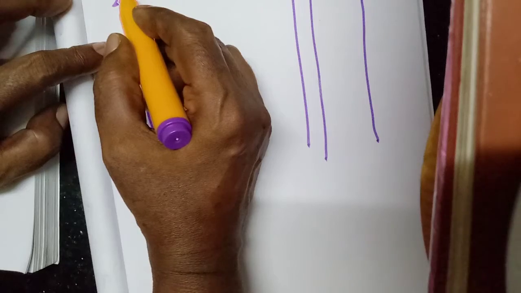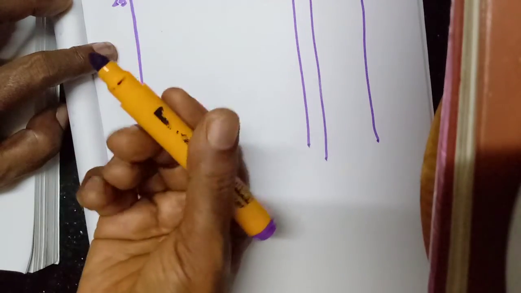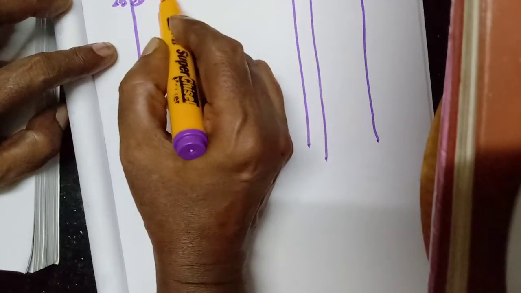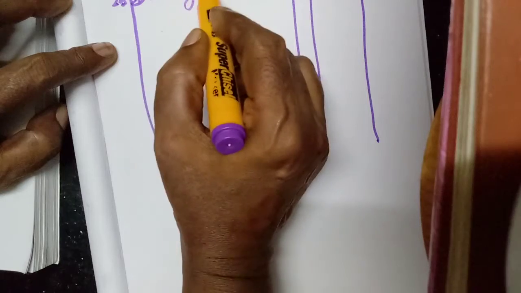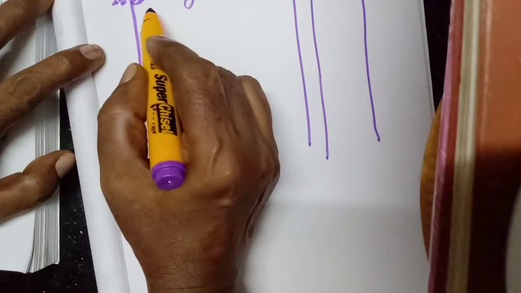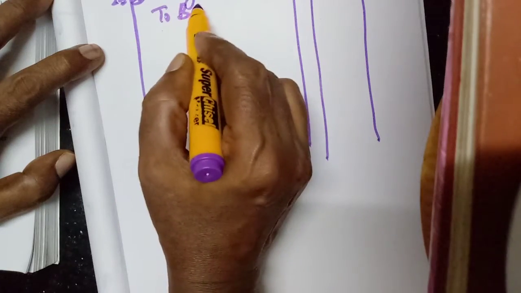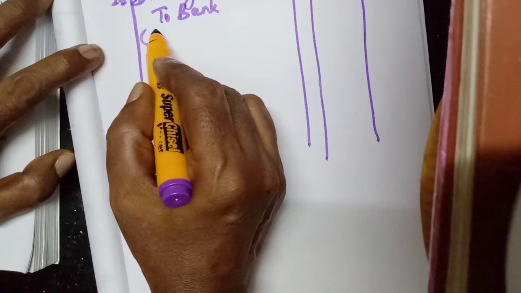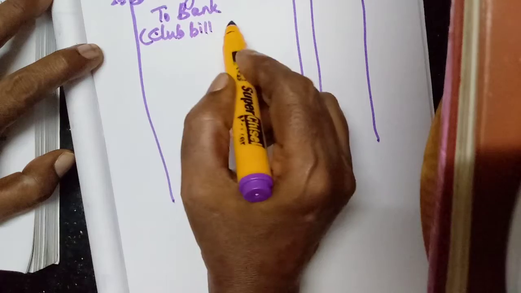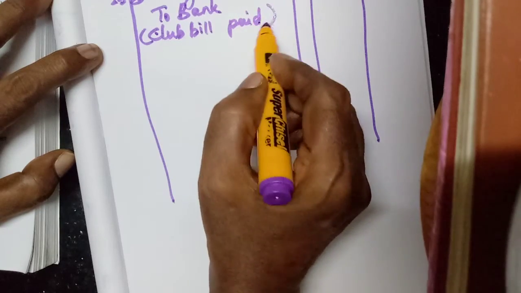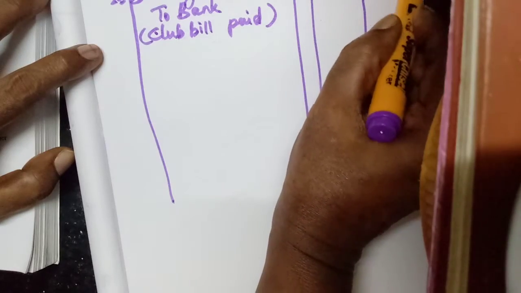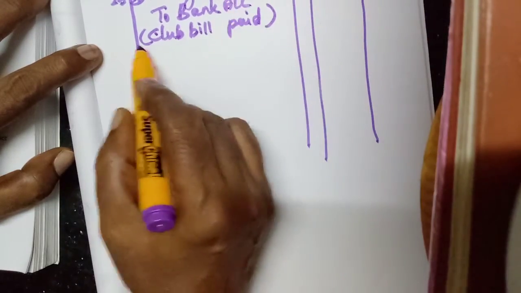Paid club bill of the proprietor by check. Any expense of the proprietor is considered as drawings. Drawings account debtor. How are they paying? By check. So the payer is the bank. Club bill paid, 200. Bank account we should write. Okay, draw the line.